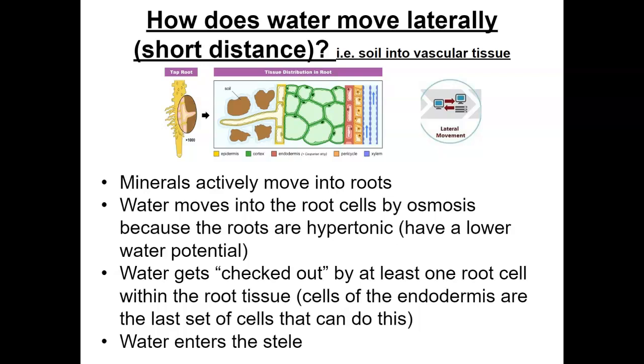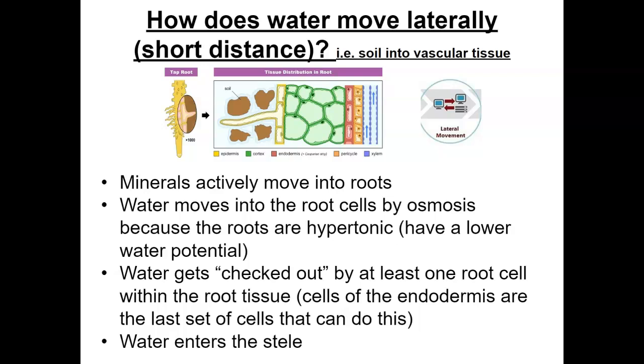So minerals have to be actively moved into the root cells, and that allows for them to be highly concentrated. Once we highly concentrate those minerals in the root cells, water will follow by osmosis because the roots are hypertonic, right? So if the roots are hypertonic, we would have a lower water potential inside the root cells, higher water potential in the soil, and that's what forces the water to move into the root cells.